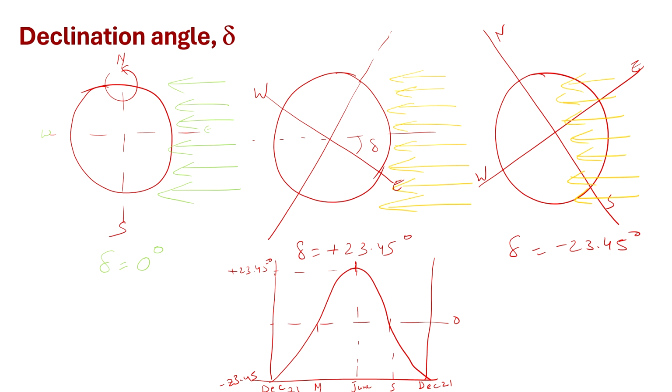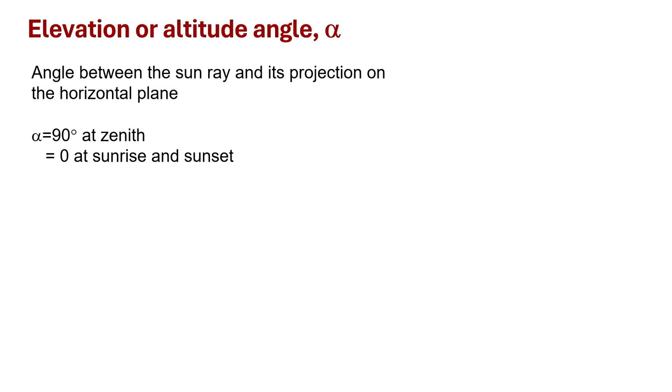Okay. Now, let us look at one more angle which is called elevation or solar altitude angle. This is represented by alpha. This is the angle between the sun ray and its projection on the horizontal plane. So, naturally what it means is that alpha will be equal to 0 when the sun is at sunrise. So, let us see how it gets depicted.